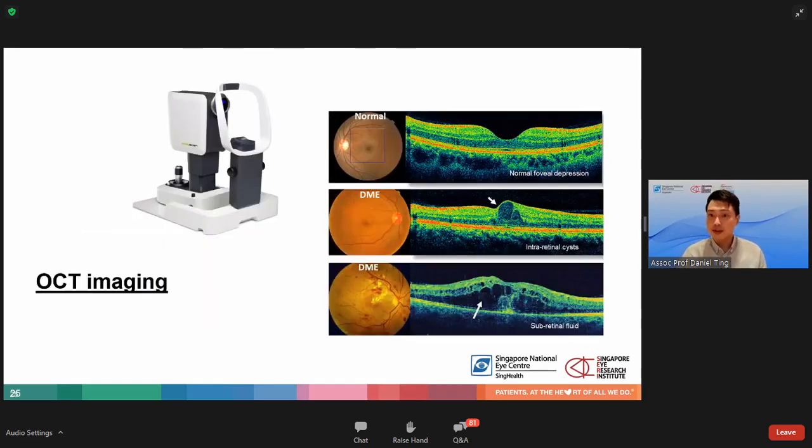This is another type of imaging device that we use. It's called OCT, optical coherence tomography. These are some of the pictures that we take to see whether you have any swelling, especially in the central part of your retina called the macula.